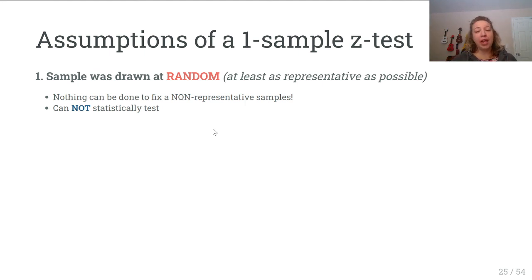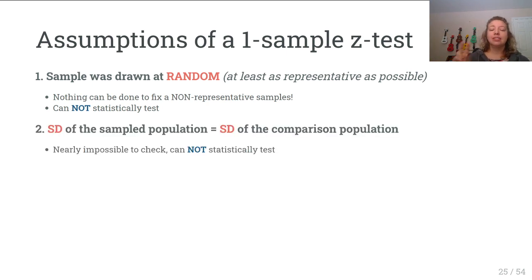And there's no way that you can statistically test if a sample is representative, and there is no way to fix a non-representative sample. And so I just really want to point that out. If your sample is garbage, it's not representative, there is nothing any statistician or any statistical program can do to fix it. Nothing. It's garbage. Garbage in, garbage out.